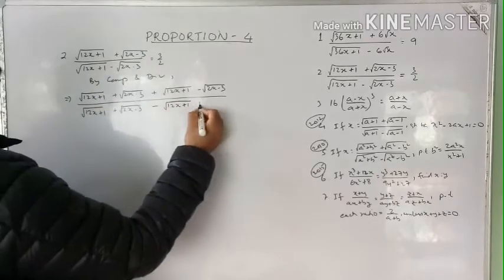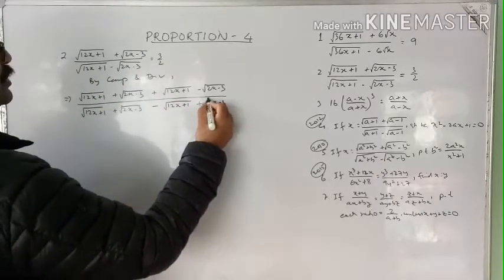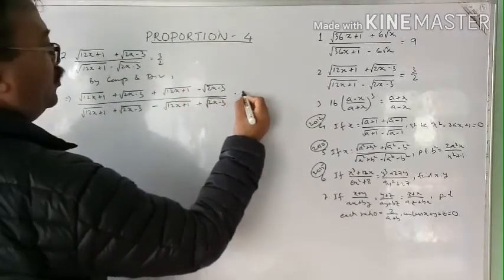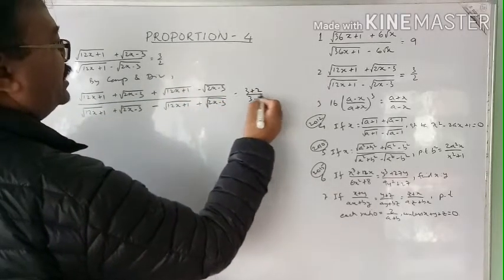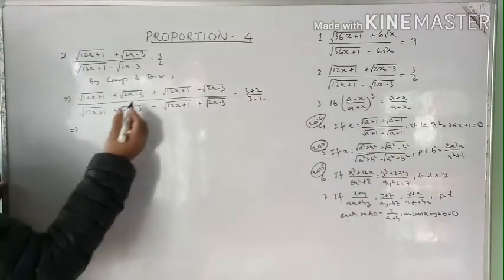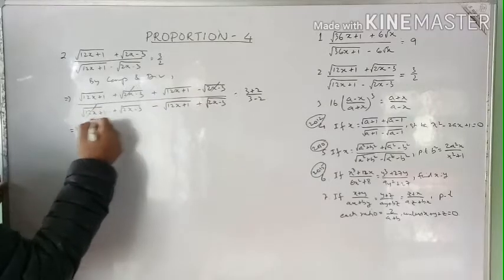So this minus becomes plus, 2x minus 3. Remember, these two signs will be opposite: plus, minus, minus, plus. Equal to 3 plus 2, 3 minus 2 in the RHS, using componendo and dividendo. So in the same way here, the negative and positive terms will get cancelled.